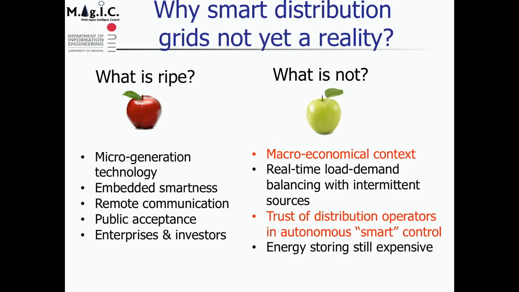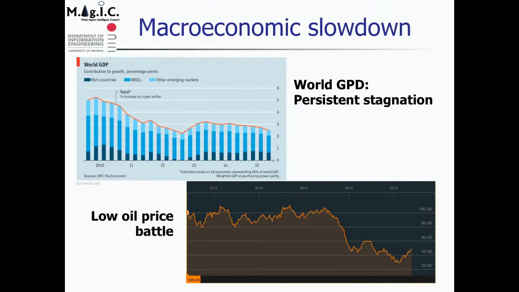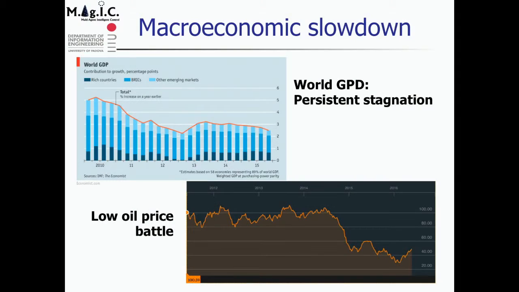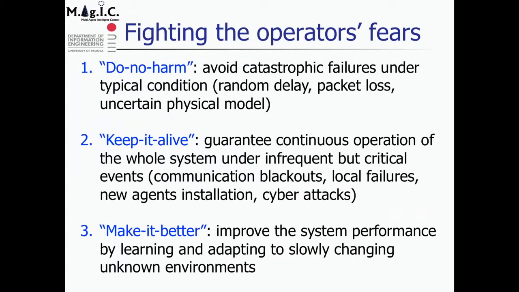So I want to spend 1 minute on these two problems. The first problem is, everybody is aware of this macroeconomic slowdown in the past 5 years at worldwide level. And also more important is this battle on price for oil. This is just the graph for the past 2 years. And now oil costs very little, so there is little incentive from that point of view to turn to renewable resources. But this is just a temporary problem.